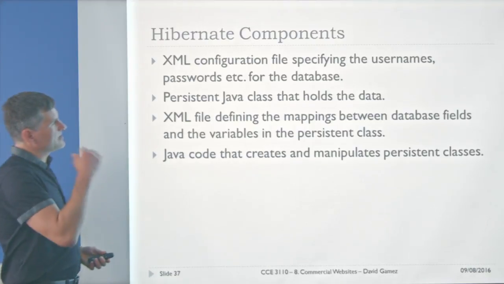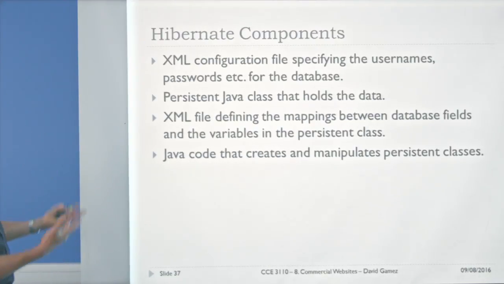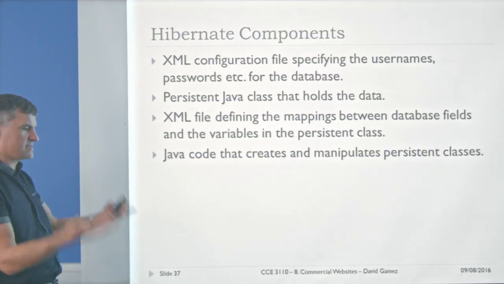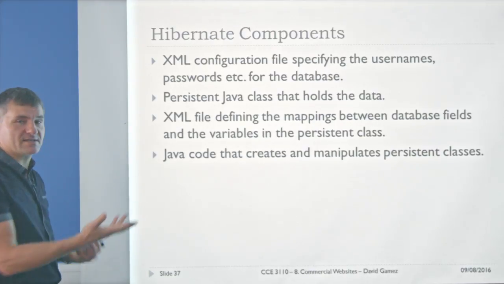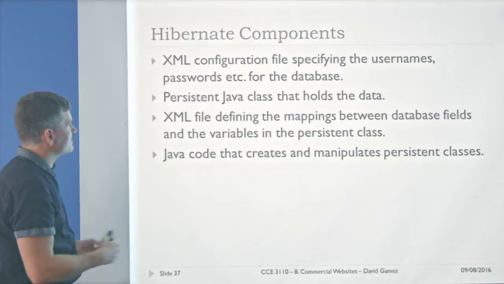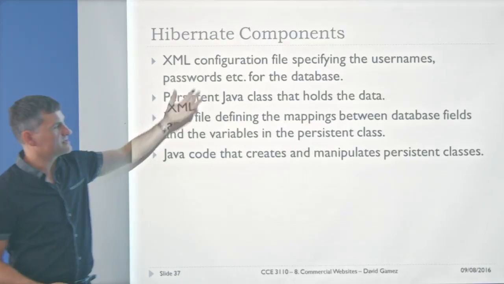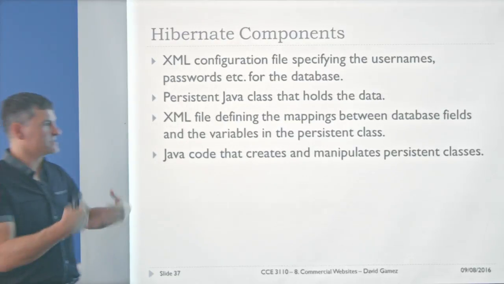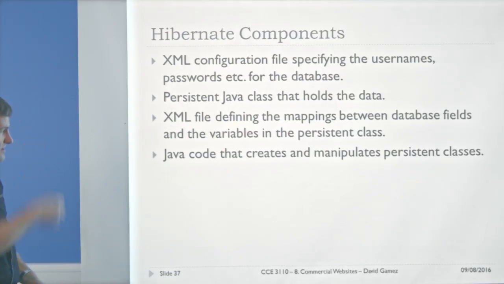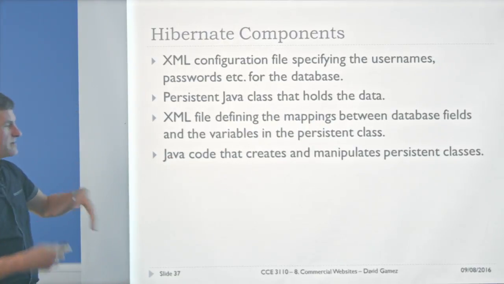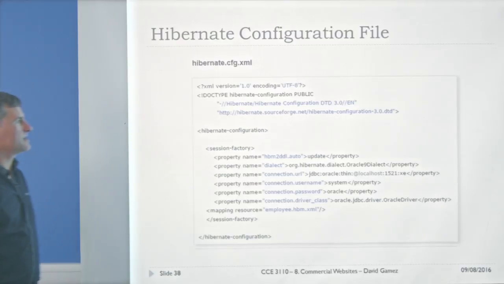Hibernate has XML configuration files that specify what the tables are, what the data is, what the classes are, and how we connect to the database. So you need to set the whole thing up. It's a little bit complicated. We need the usernames and passwords. We need to say which classes hold the data, and the mappings between the database fields and the variables in the persistent class. And in the end, once we set it all up, then we can write the code that manipulates the classes.